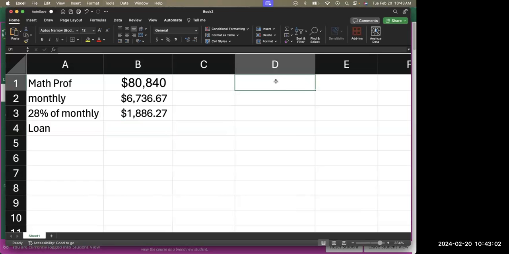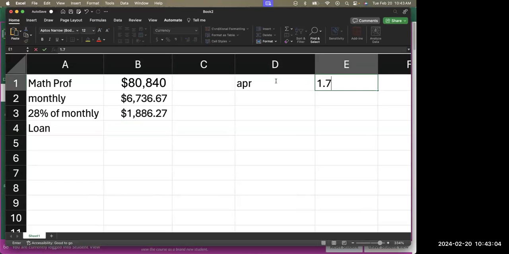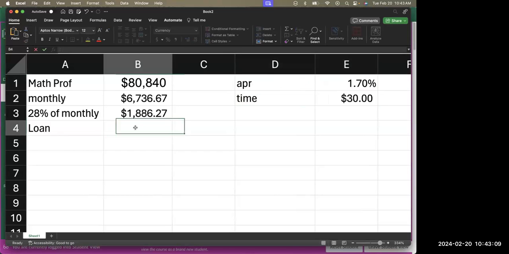I'm all flustered now because I'm mad at myself for that. Okay. The rate is 1.7%, the time is 30 years. So the size of the loan would be equals PV of 1.7% divided by 12, 12 times 30, minus 28% of our monthly income. There we have it. So that's the size of the loan that this person could afford. That's what I believe they could find.